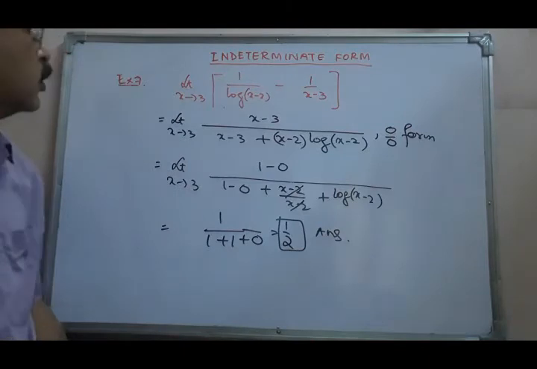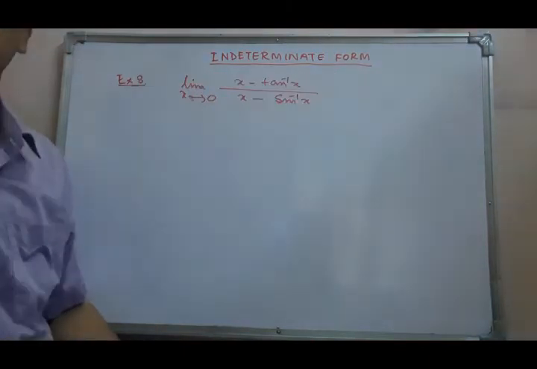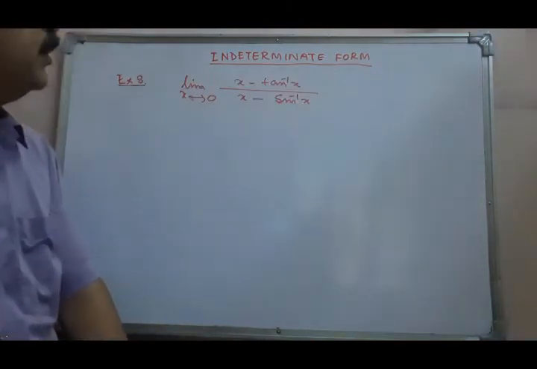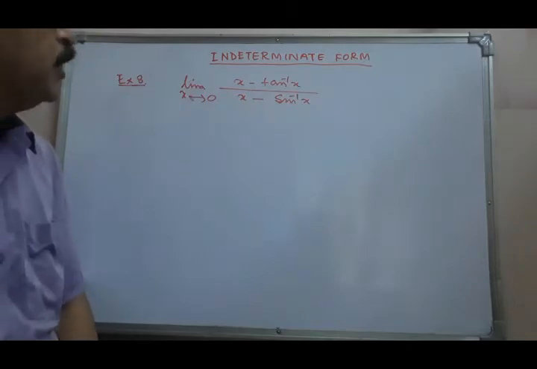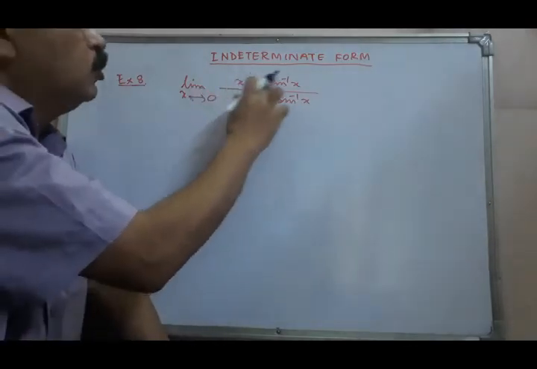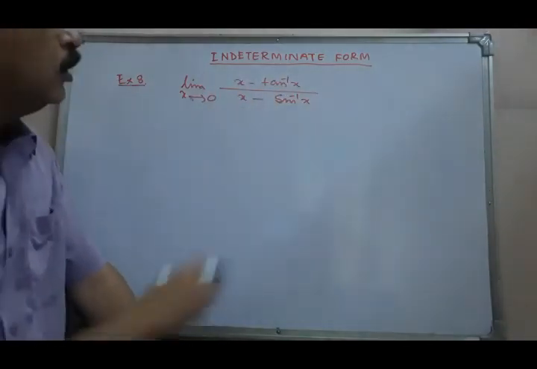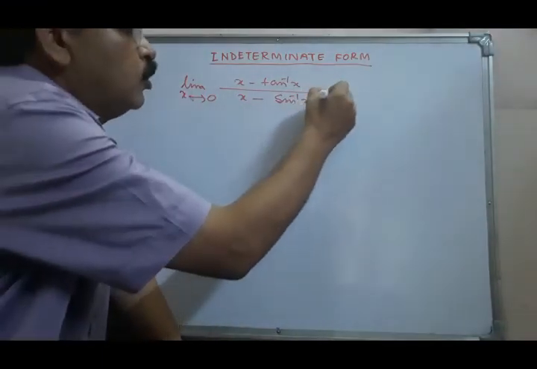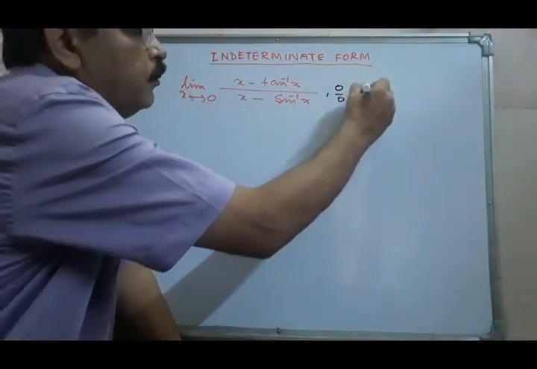So this is the answer. Now we are going to the next. In this example, check whether it is indeterminate form or not. It is 0 minus tan inverse 0 is 0, 0 minus sin inverse 0 is 0. This is also 0 by 0 form.